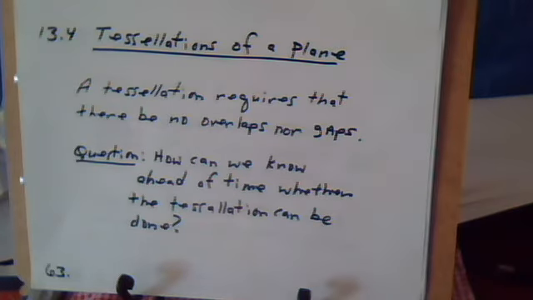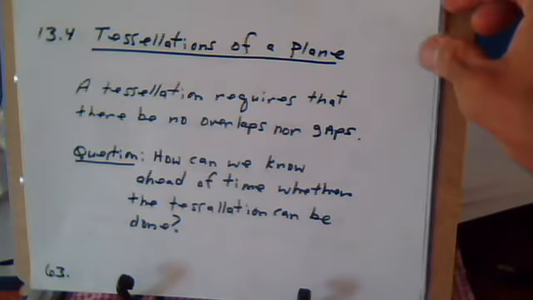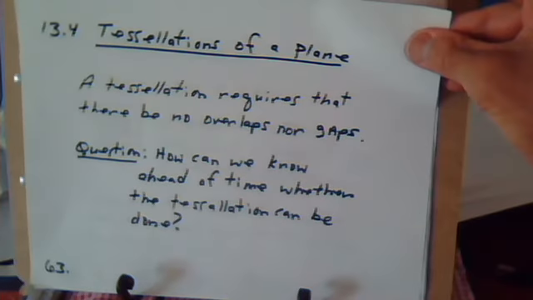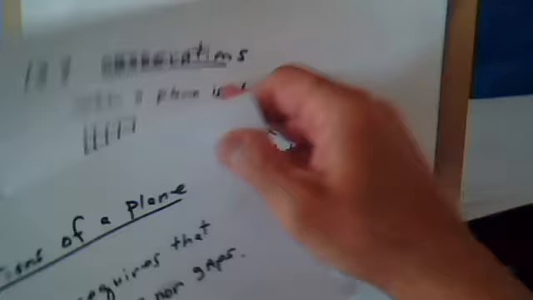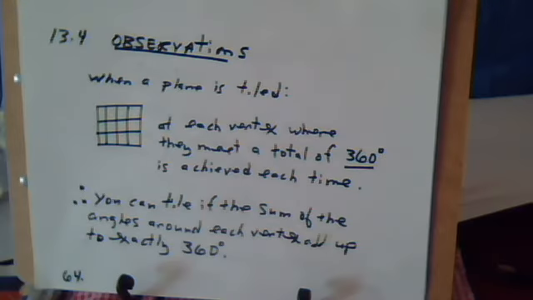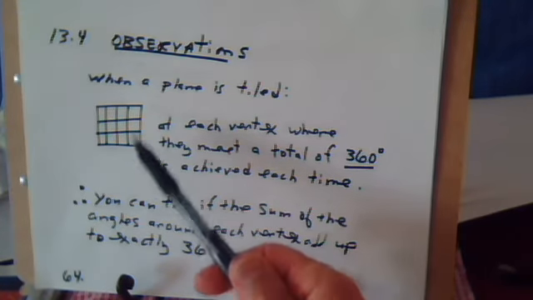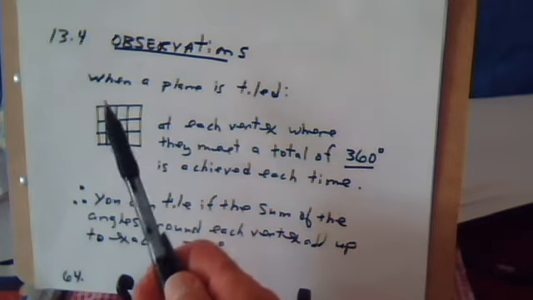Tessellations in a plane, a simpler way of saying that is tiling. When you tile the floor, you're tessellating the floor. To tessellate means that when you tile it, you shouldn't have any gaps or overlaps. But how do we know ahead of time whether the tessellation can be done, in other words, can be done with no gaps or overlaps? Here's a simple tessellation, like a floor.